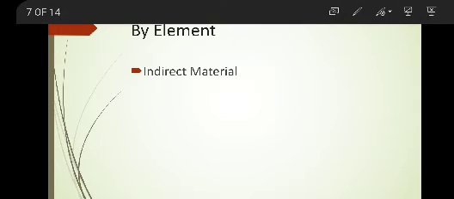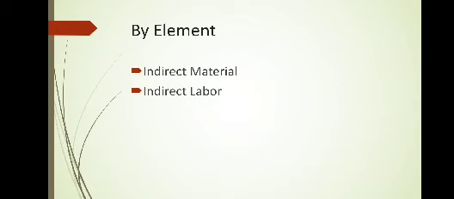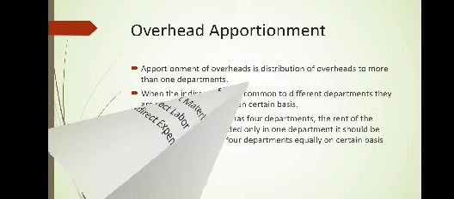By behavior, we can classify overhead under two: fixed overhead and variable overhead. And by element, we can classify overhead under three: indirect material, indirect labor, and indirect expenses. Indirect material are material which are indirectly incurred in the process of production. Indirect labor are labor which are indirectly incurred in the process of production. Indirect expenses are expenses which are incurred indirectly in the process of production.